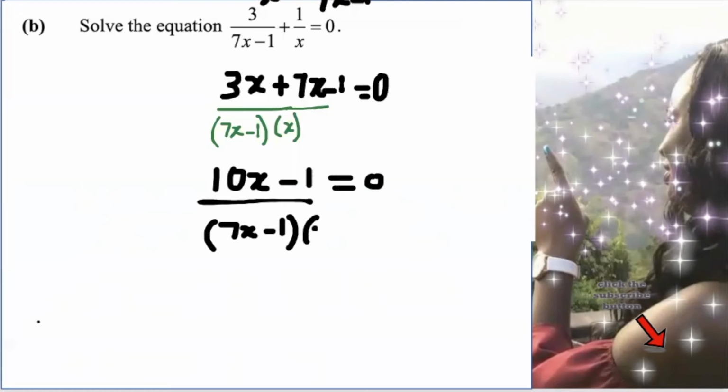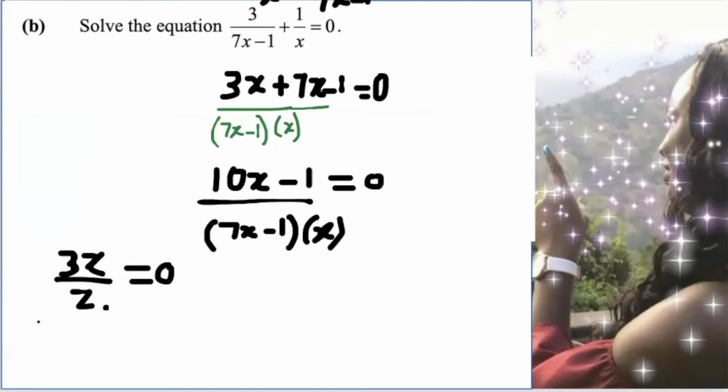Now, to get rid of the denominator, I am going to multiply both sides by 7x minus 1 times x. So that's how we're going to get rid of what is in the denominator. It's just like if I have 3x over 2 equals 0. To get rid of the 2, I will multiply both sides by 2. So multiply the left hand side by 2 and the right hand side by 2. And the 2's would have cancelled. And we can proceed to solve.